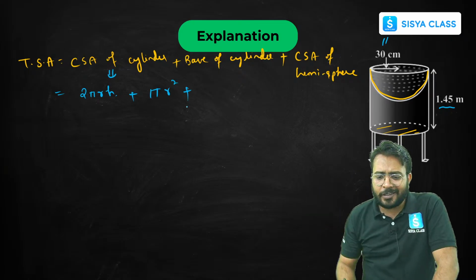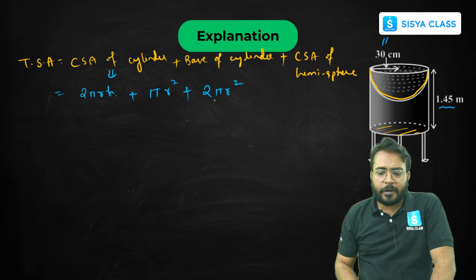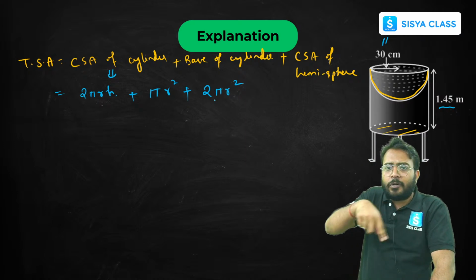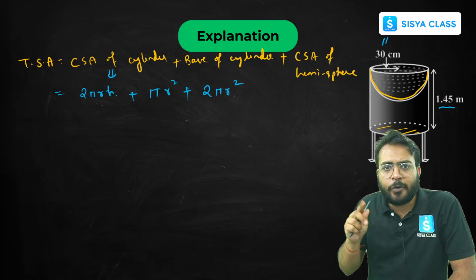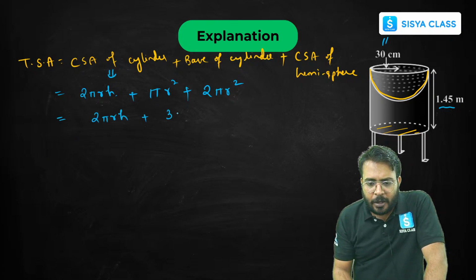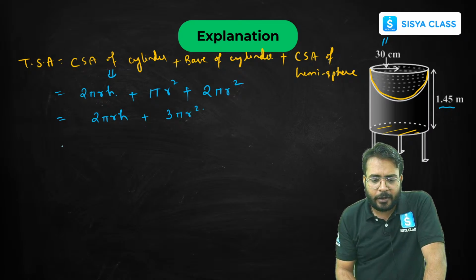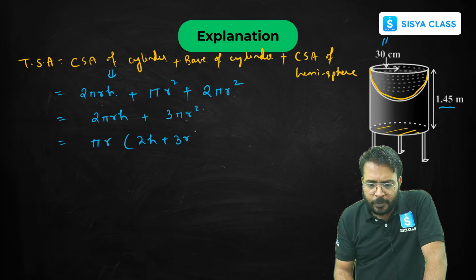Hemisphere curved surface area is nothing but 2 pi r square. 2 pi r square. Yes or no? What is the total surface area of your sphere? 4 pi r square. Just half of it is going to give you the curved surface area of your hemisphere. All right? Okay. Now, you will get, beta, 2 pi rh plus 3 pi r square. Yes or no? Okay. Now, can we take something common? Yes, we can take pi r common. We can take pi into r common. And here we are going to get, beta, 2h plus 3r. No? 2h plus 3r. Okay, fine.